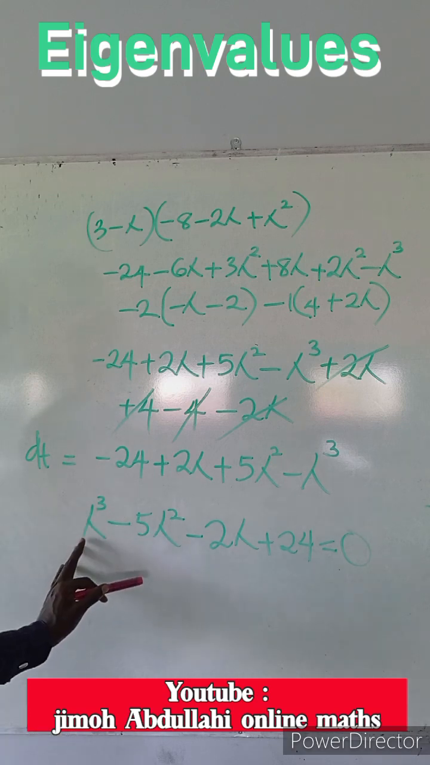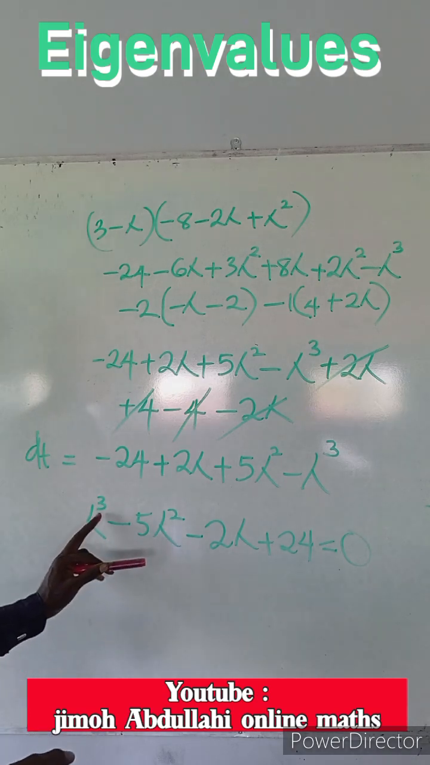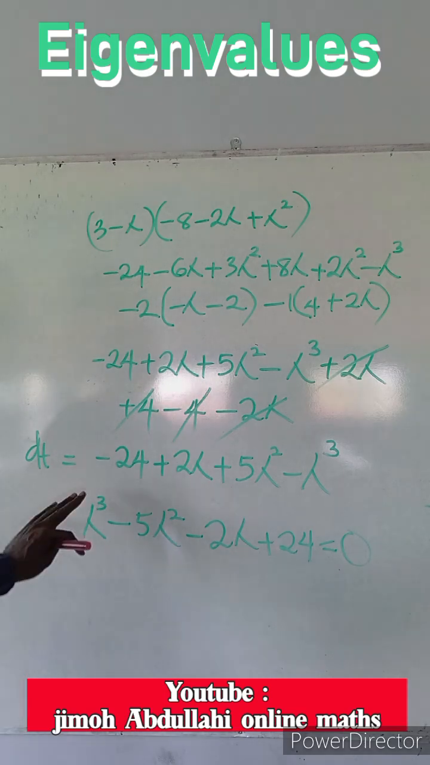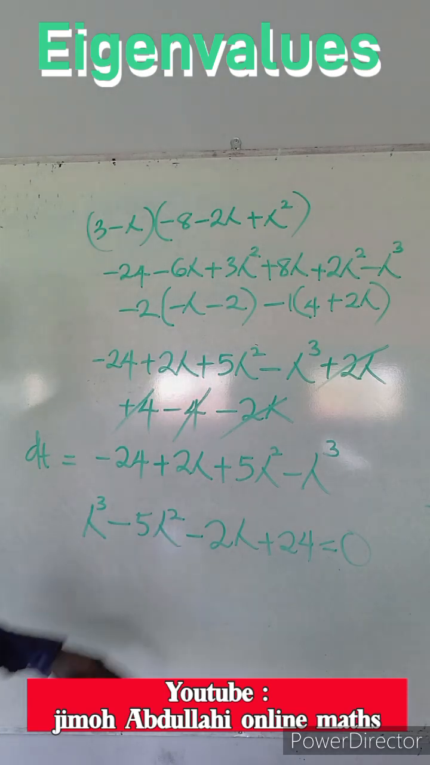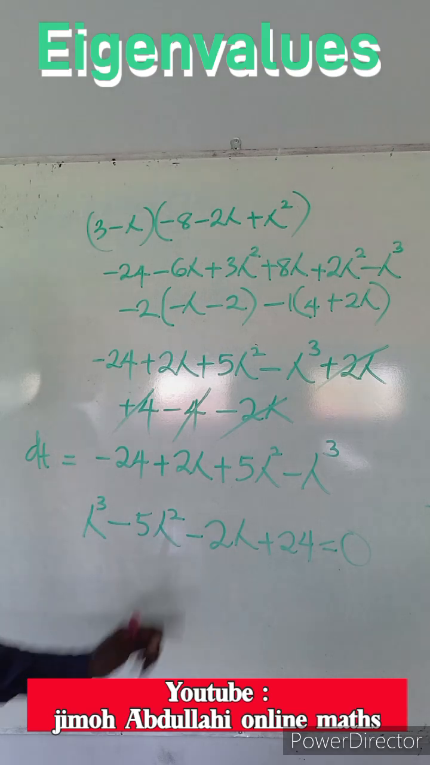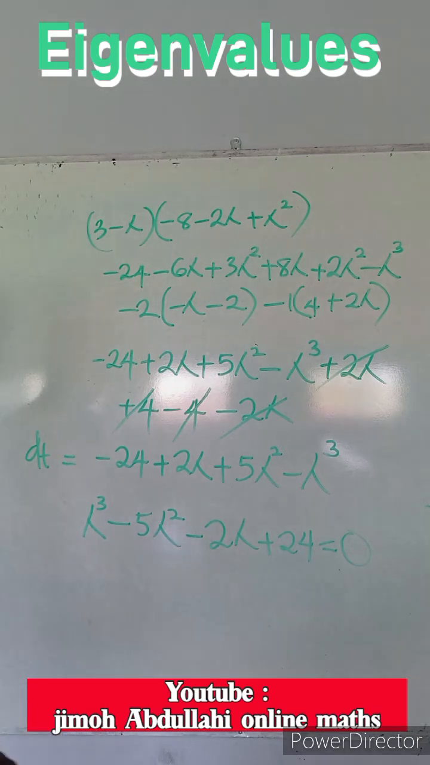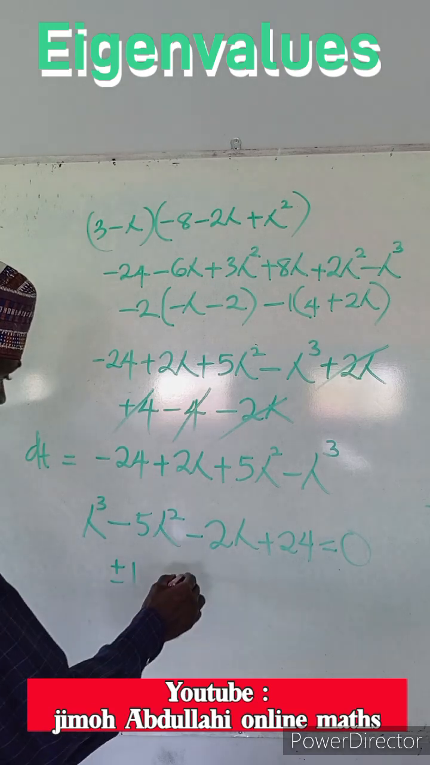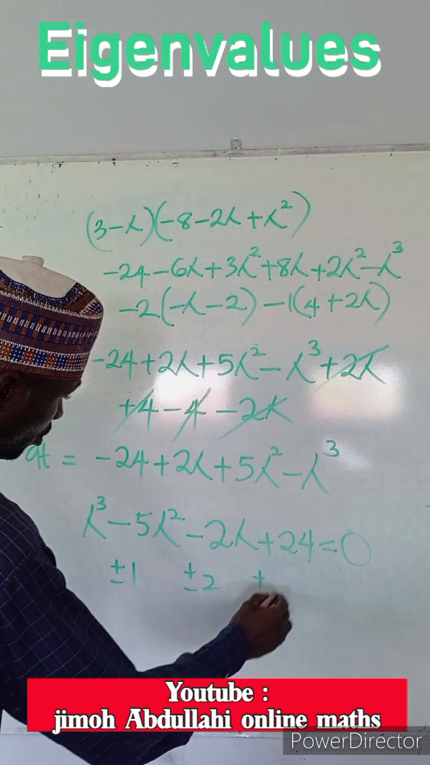Now this one is in the form of a cubic equation, because we have a power of 3. So what are we going to do here in order to get the exact value of lambda? In this kind of question, there's no way we are going to solve it other than to use what? To use the factor theorem, where you start testing. You understand? When you start testing, you may test with plus or minus 1, test with plus or minus 2, test with plus or minus 3.